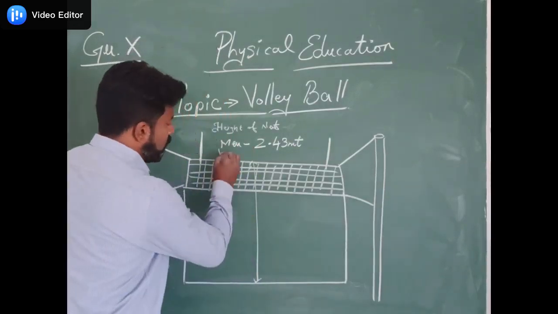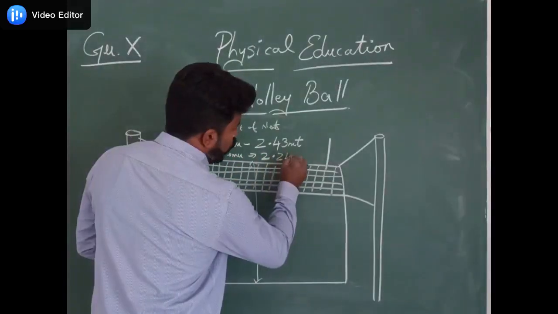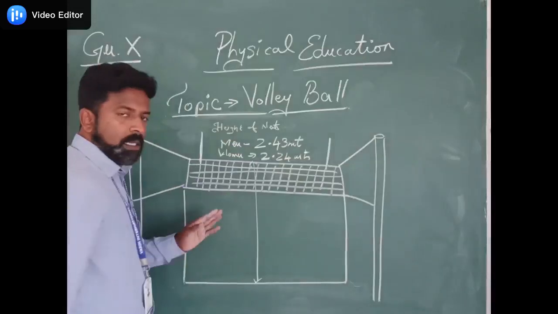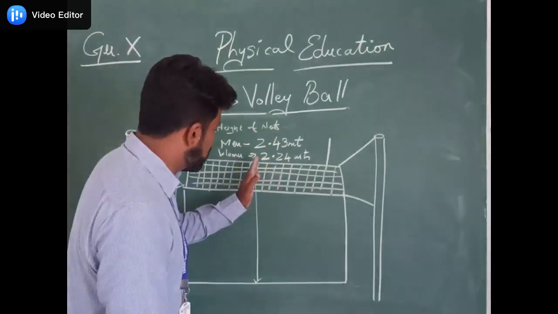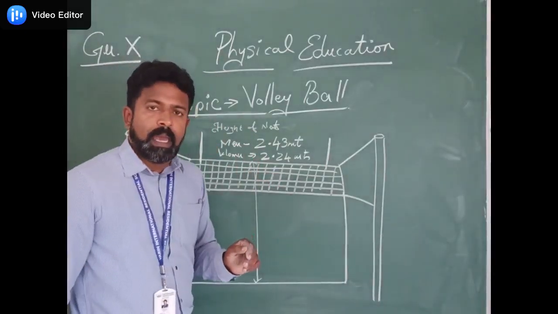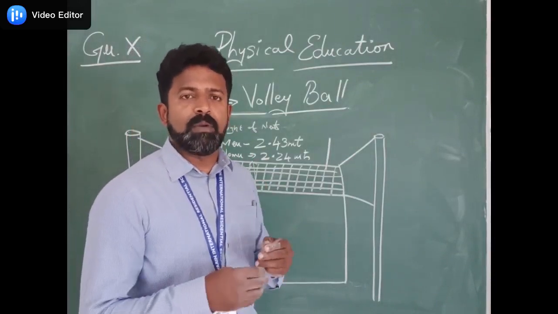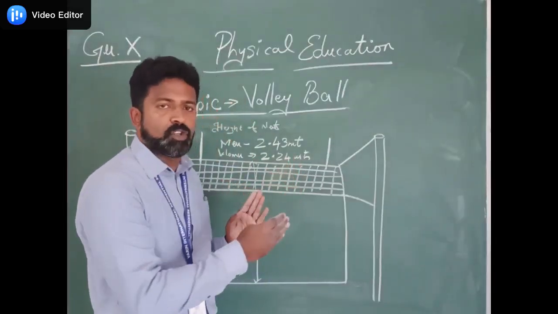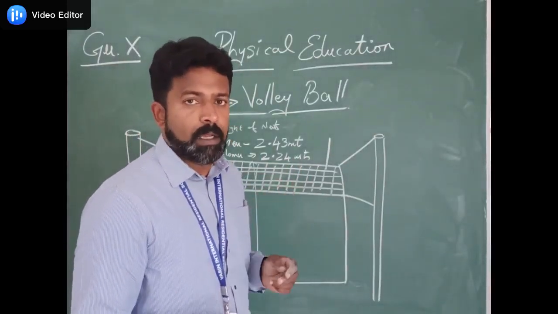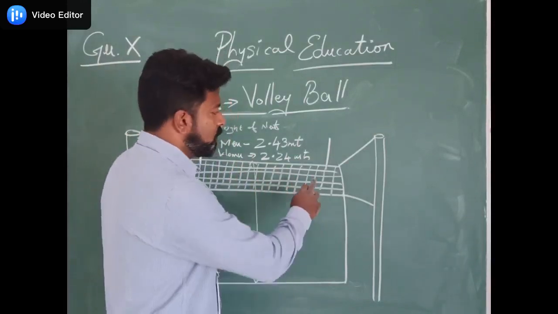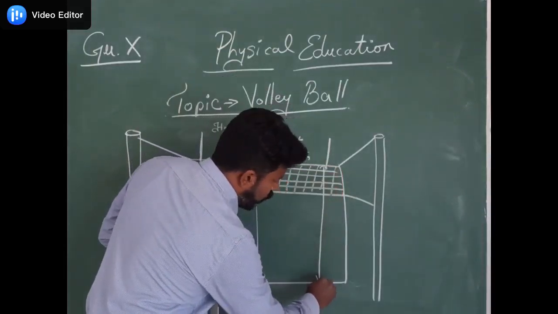For women, it is 2.24 meters. The same method is used as for the men, and the measurement is done in the center. As per the international rules, 2 centimeters of variation can occur at the extreme ends of the net, in both cases, men as well as women. Not more than 2 centimeters variation should happen at the extreme ends of the net.